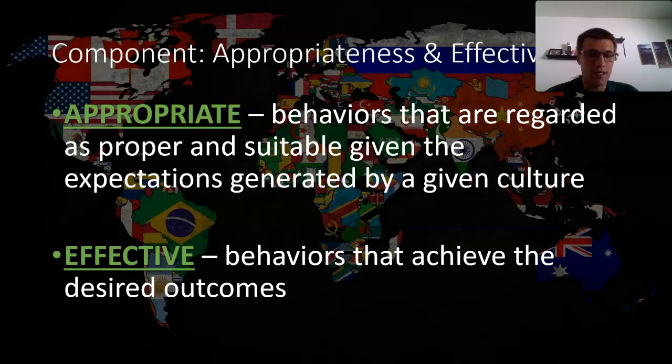The second component of competence is looking at the appropriateness and the effectiveness, which we saw prominently positioned in the definition. So these are important concepts when it comes to competency. Appropriateness is behaviors that are regarded as proper and suitable given the expectations created or generated by a given culture. So whatever it is that the culture expects, do the behaviors align to that as proper and suitable? This is contrasted with effective, which are behaviors that achieve the desired outcomes.